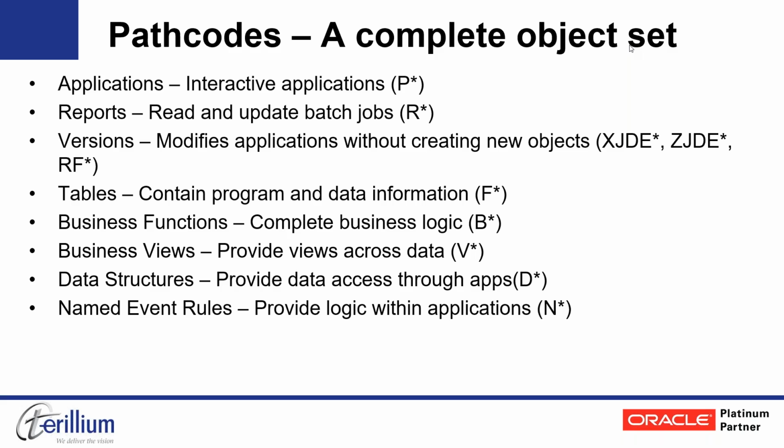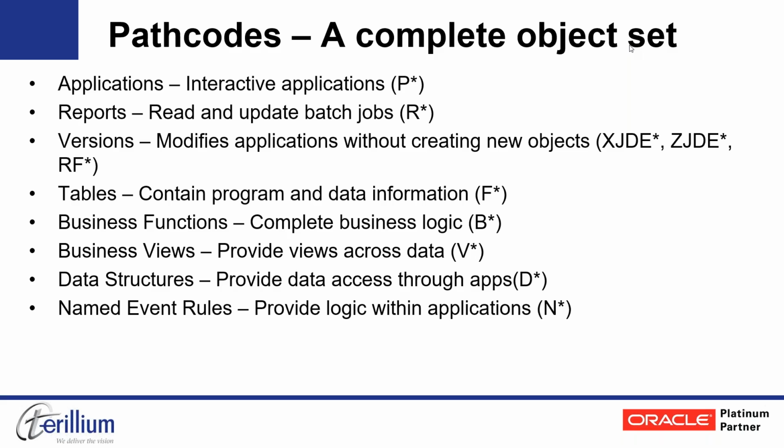And then we have business functions. Business functions are the actual business logic behind your applications. So when you say add or delete within a given application, the business functions are what's really doing the work in the back end and adjusting the database. And your business views are basically ways to look at the data in the tables. And the data structure is a way to access that data from the applications. And named event rules are very close to business functions. They provide a lot of that back-end processing for our applications. So altogether, between these objects, we've got thousands and thousands of objects.